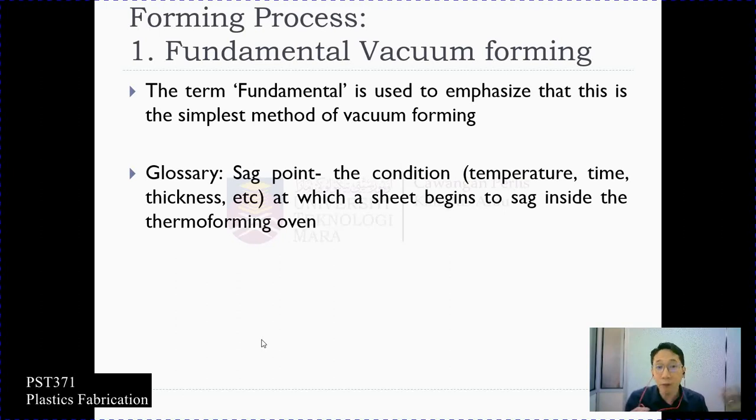Okay, some information, set point. Set point is the condition where the temperature, time and thickness, etc. at which the sheet begins to set inside the thermoforming oven. Okay, in any types of thermoforming techniques, you require a set point, which is when the plastic sheet starts to soften and will tend to sag. Dia macam apa? Dia turun ke bawah, dia berat kan, so jadi macam bubbles tu lah.